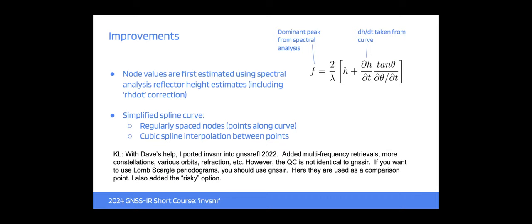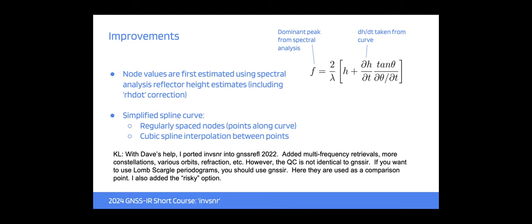He gave us this code right during Omicron, so that means 2 years ago. It was single frequency, I think, at that point. So I added multi-frequency and various things, like he didn't have a refraction correction in there. And the quality control is not identical, which is unfortunate, but it does a pretty good job. What he does is compute the Lomb-Scargle periodograms first as a comparison point.